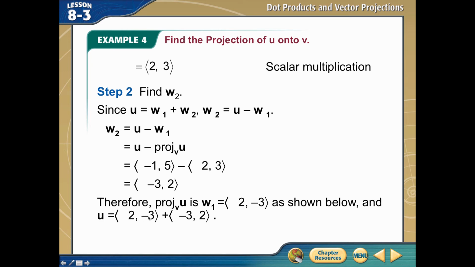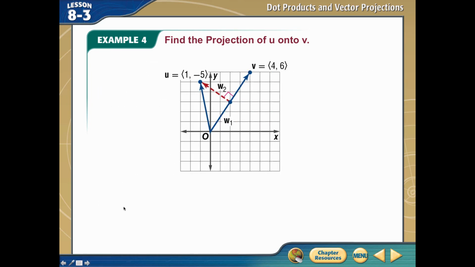So this should be 2, 3. 2, 3. Let me scratch that out. I apologize for not catching that earlier. That's not there. That's not there. So it's 2, 3 plus negative 3, 2. And when you come over here and look at it, 2, 3, negative 3, 2 would be the vectors. So you've got it right here.